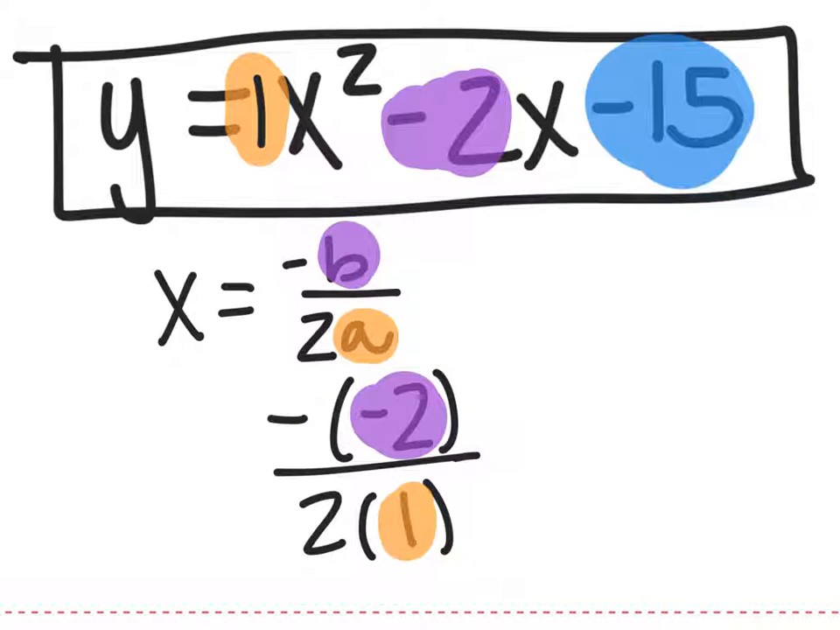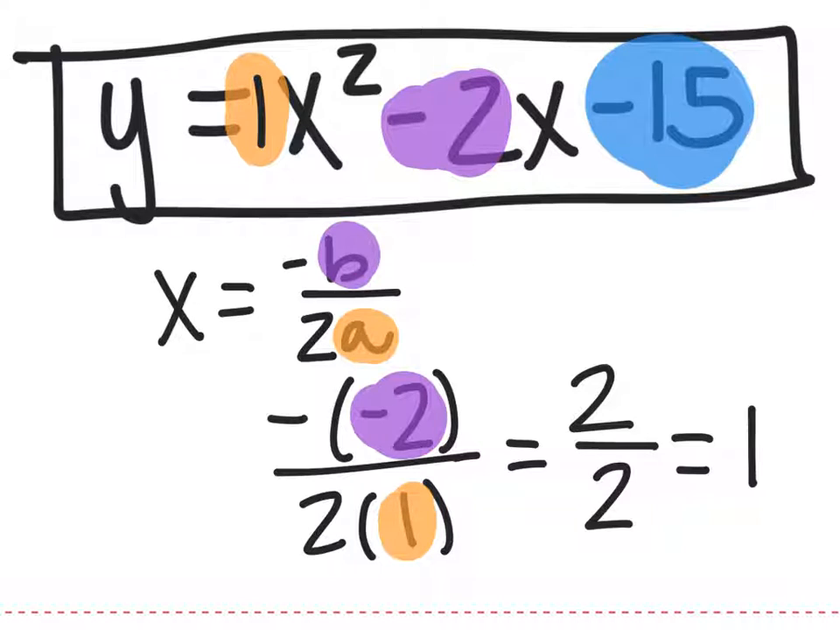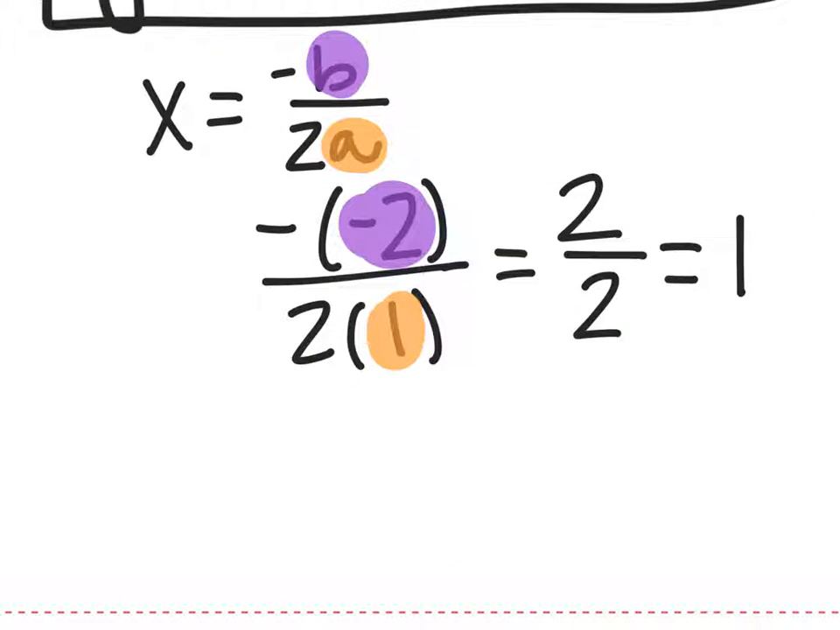And so then I just have to do a little bit of math. Negative 2 is really positive 2, divided by 2 times 1, which is also 2, and 2 divided by 2 is 1. So my axis of symmetry is x equals 1.